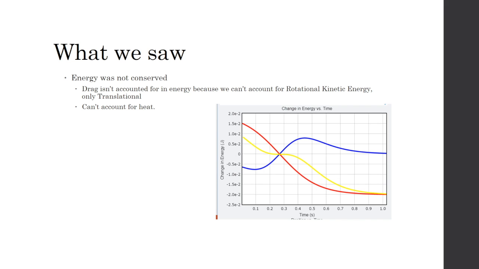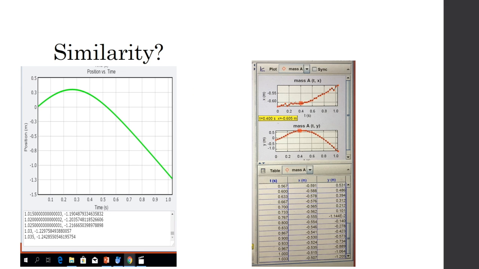One of the biggest things you might notice was that the energy was not conserved. That means in the graph, the delta E was not equal to 0. This is because drag isn't accounted for in energy because we can't account for rotational kinetic energy, only translational, and also we can't account for heat. Therefore, even though energy might be conserved, we cannot model this because we do not have the proper equations or instruments to do it. Now let's look at the similarities of the model and the tracker software.